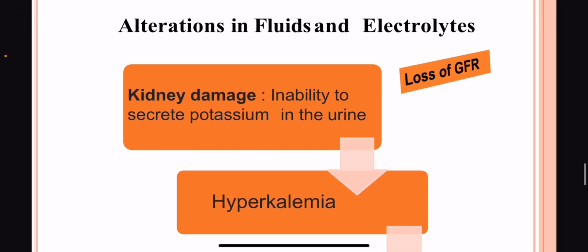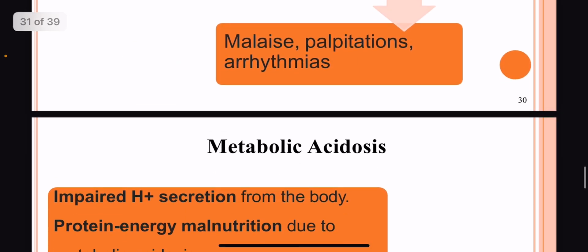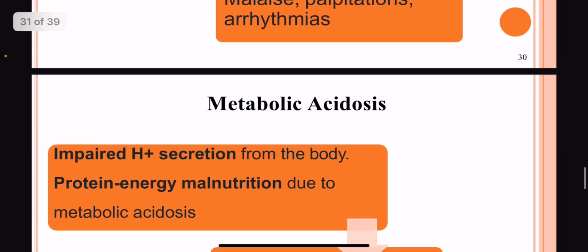If there is alteration in fluid and electrolytes, it means, as I already told you, that the kidney has a function to maintain and filter the blood, and if 3 sodiums come inside, then 2 potassiums go outside. If 3 sodiums come inside and the sodium can be removed but potassium can't be removed, then that potassium leads to hyperkalemia. Hyperkalemia, the inability to secrete potassium in the urine, leads to malaise, palpitations, and arrhythmias.